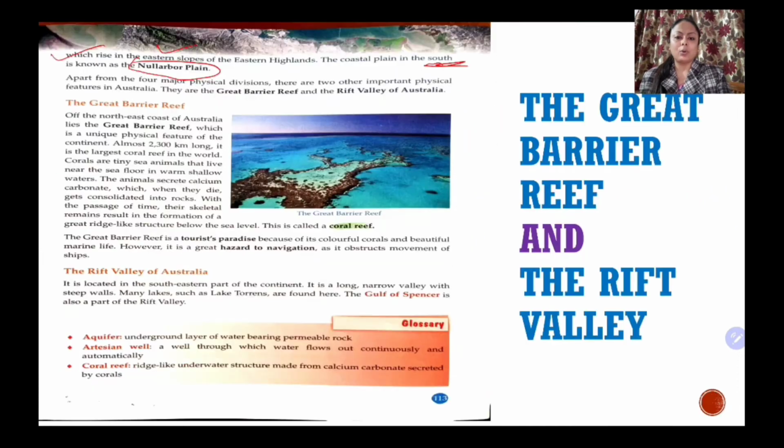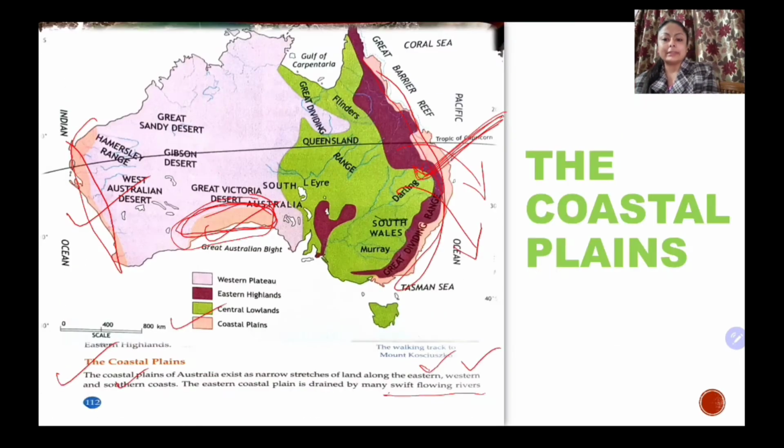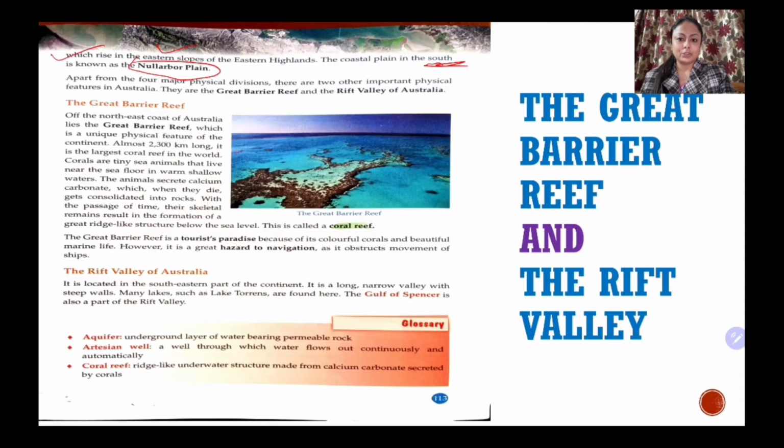Students, we must know the meaning of Nullarbor Plain. What is Nullarbor Plain? The Nullarbor Plain is part of an area of flat, almost treeless, arid or semi-arid country of southern Australia. Here in the map, lies South Australia. In South Australia, this portion is a treeless, arid or semi-arid region. There are no trees, so this is a vast treeless plain known as Nullarbor Plain. I hope you have understood.